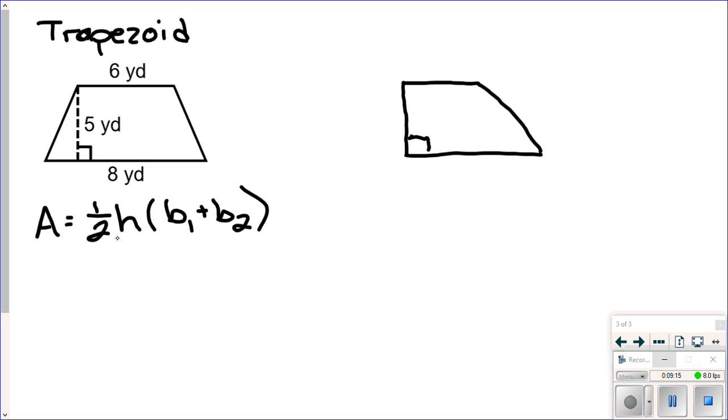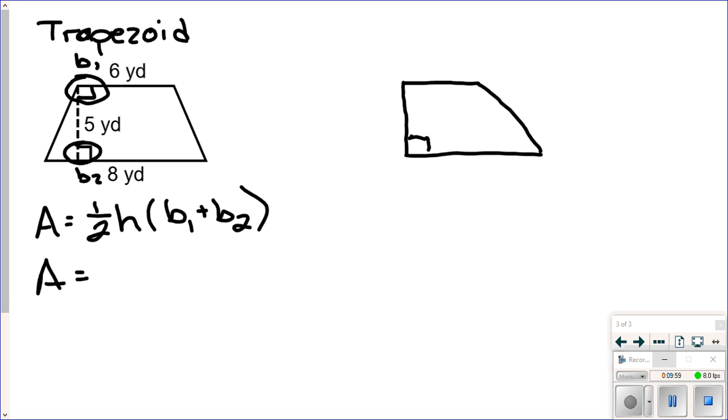So the base and the height are joined with a right angle. That's still true. Now, it's not shown, but there's also a right angle up here. Since these two lines are parallel and this line is perpendicular, it's perpendicular with both of them. So now you can see why there are two bases. The height is the distance between them, but 8 yards is a base and 6 yards is a base. It does not matter which one you call B1 and which one you call B2, because you're just going to add them together. So let's call this one B1 and we'll call this one B2.